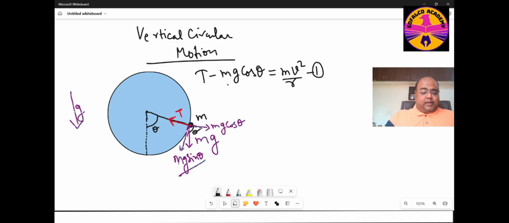The other important equation: you can see that the velocity is pointed in this direction, the tangential direction. This is the direction of your velocity. Now you see that there is a retarding force which has come, in the opposite direction to the velocity, which is equal to mg sin theta. So that means that the velocity is going to be retarded.